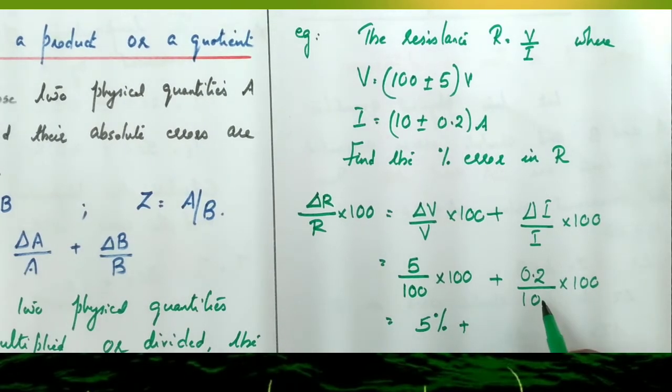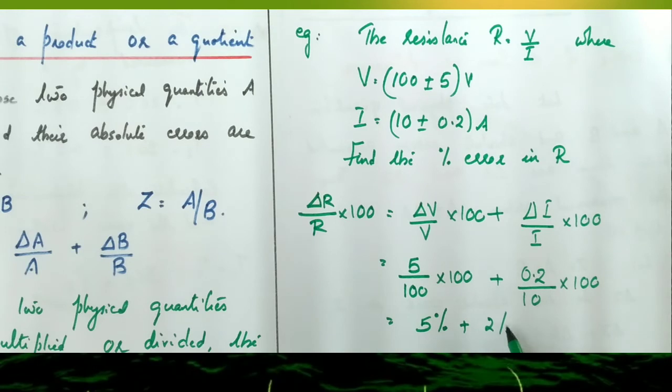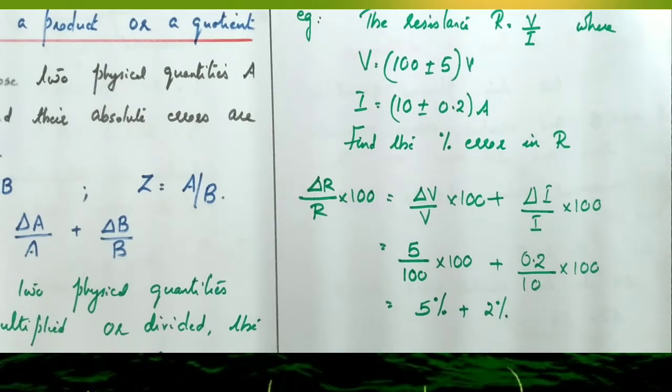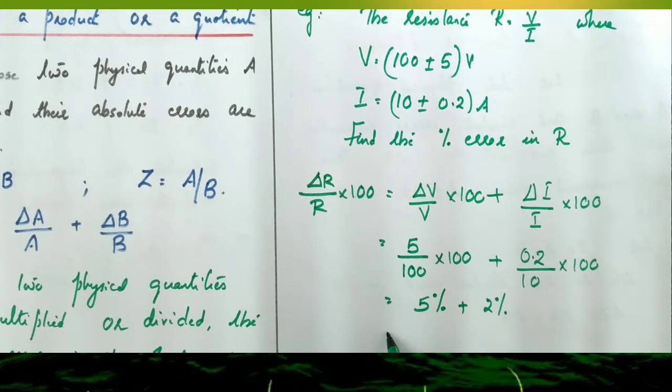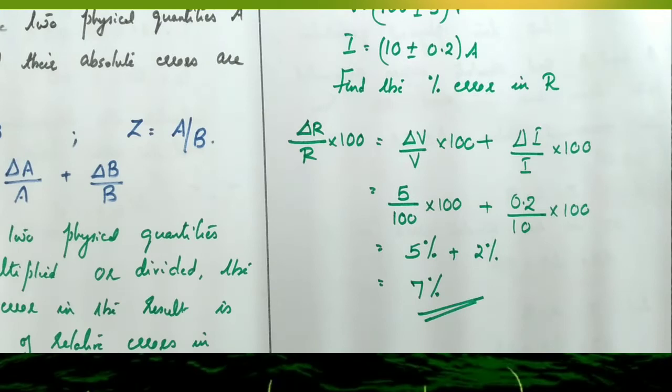And this value is equal to 2%. So what is the percentage error in the resistance R? Delta R by R into 100 is equal to 7%. That is the answer. Okay.